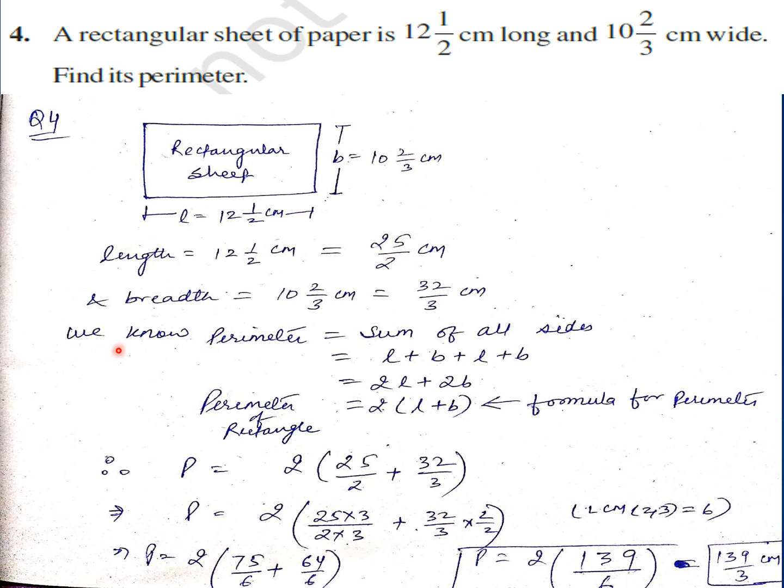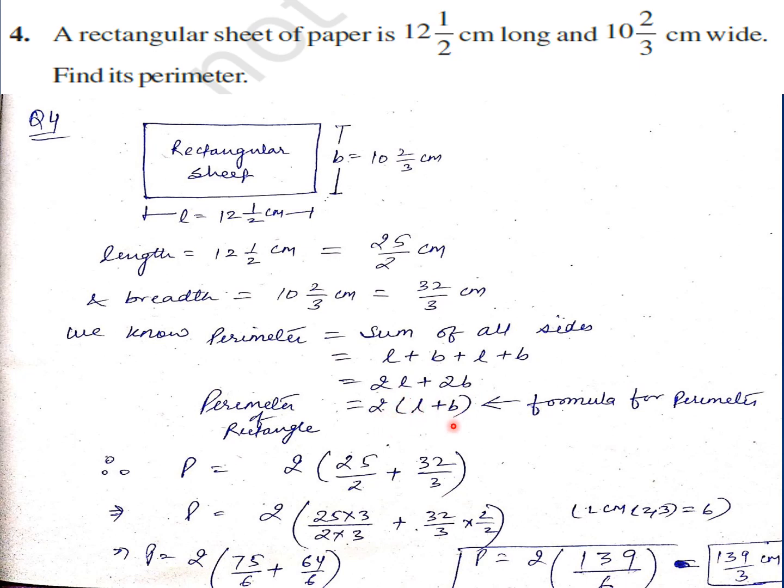I have shown you how to find the perimeter in normal form if you don't know the formula, and if you know the formula then it is good. If you don't know the formula, just do the sum of all sides, that is length plus breadth plus length plus breadth. You may see this length is the same as this, so they both are length and they both are breadth. So you can add these two. 2l, l plus l is 2l, b plus b is 2b, 2 is common, bracket l plus b.